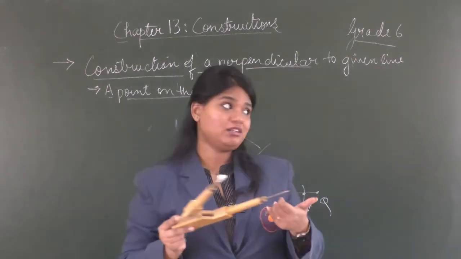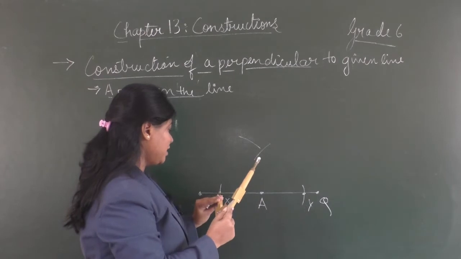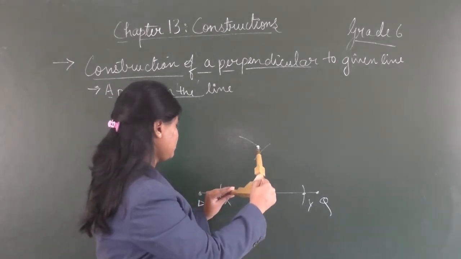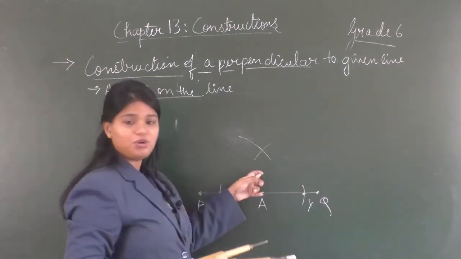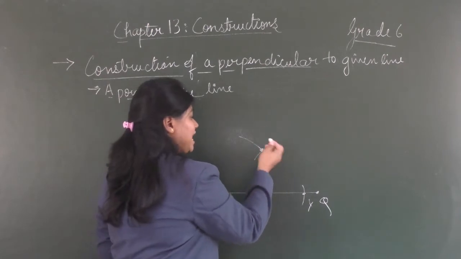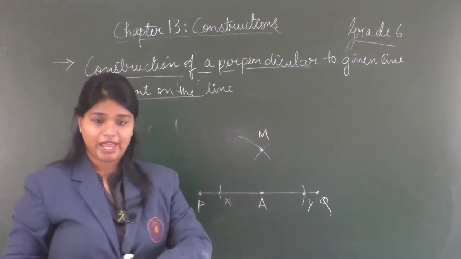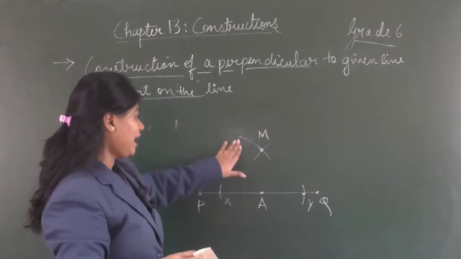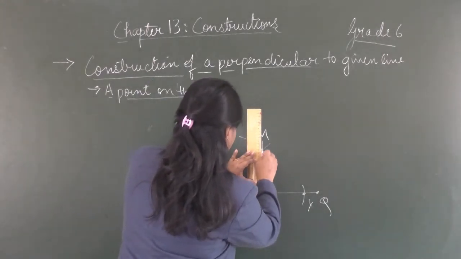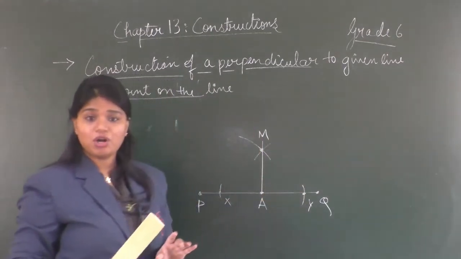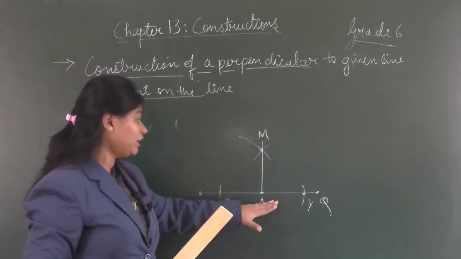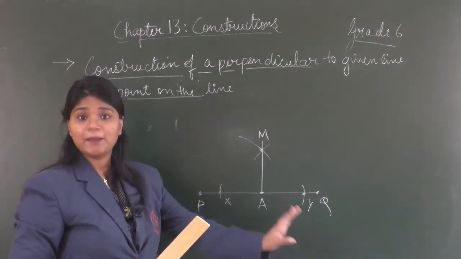So, again I can redo my work. I can place the needle on X and I can draw the arc. So, now these two arcs are cutting each other. Now, I will mark this as M. Right. Now, you will join M and A. So, here I have joined M and A. So, here I have got a perpendicular AM which passes through the given point on the line segment PQ.